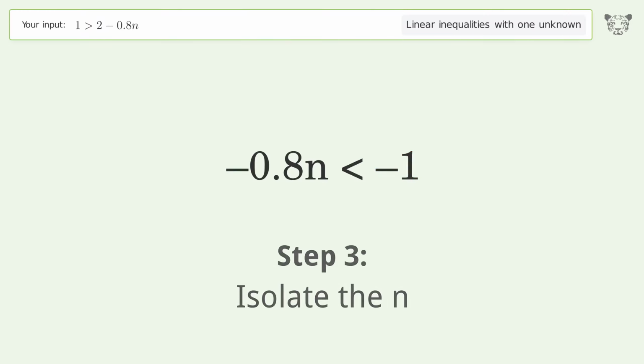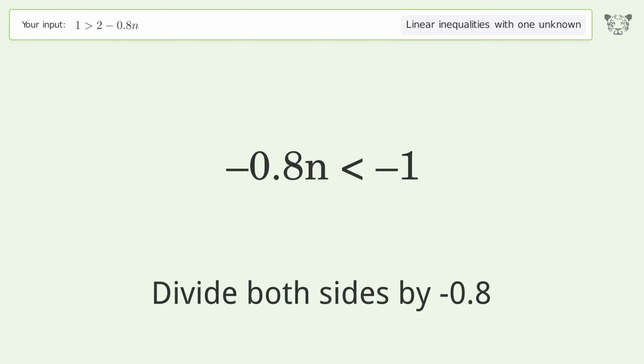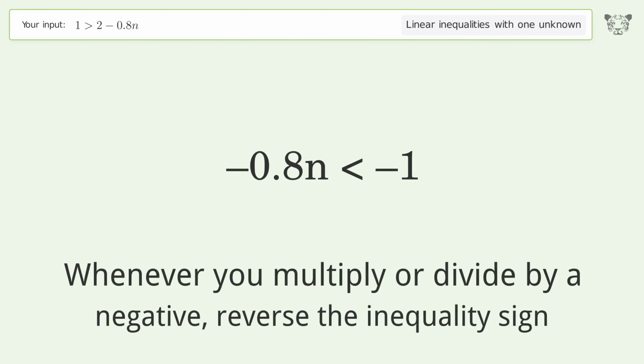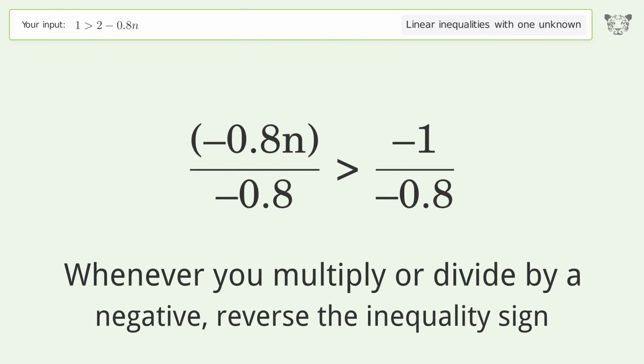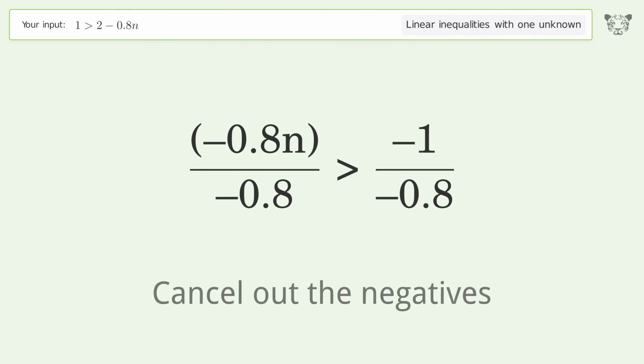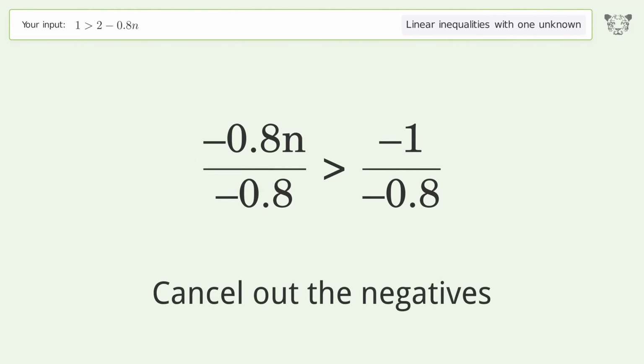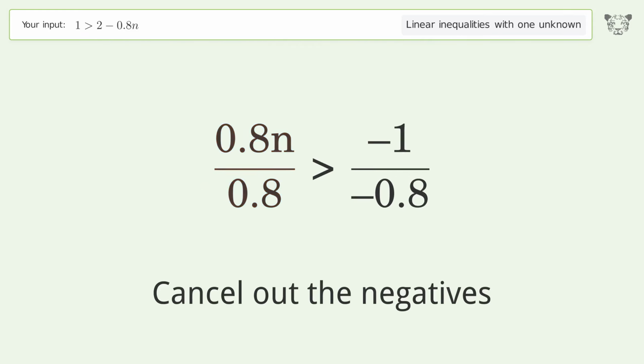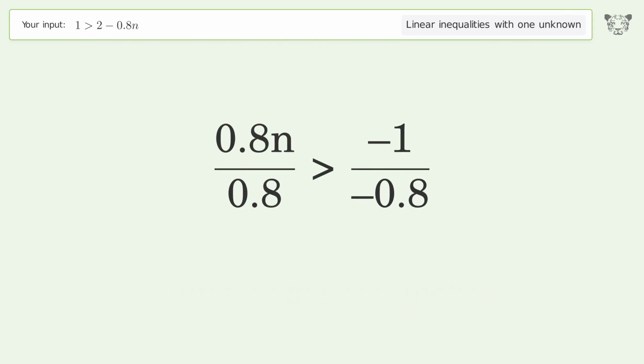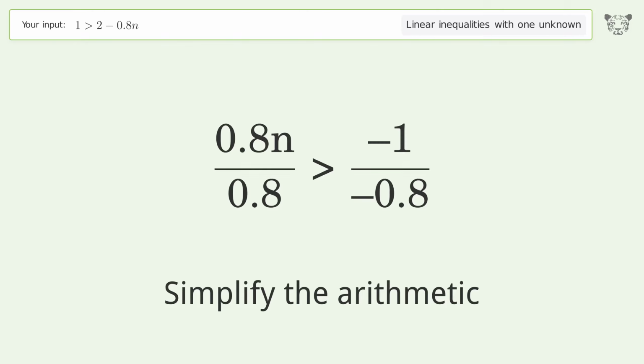Isolate the n. Divide both sides by negative 0.8. Whenever you multiply or divide by a negative, reverse the inequality sign. Cancel out the negatives. Simplify the arithmetic.